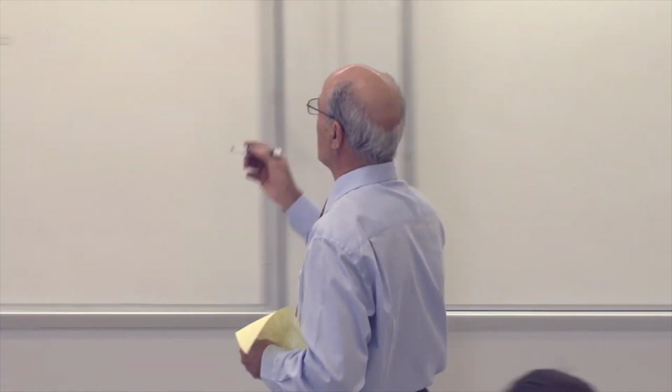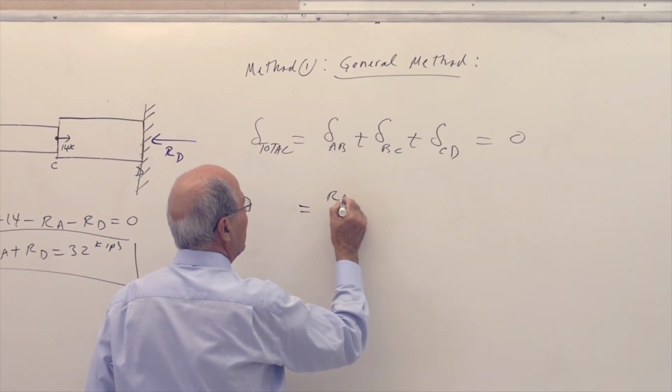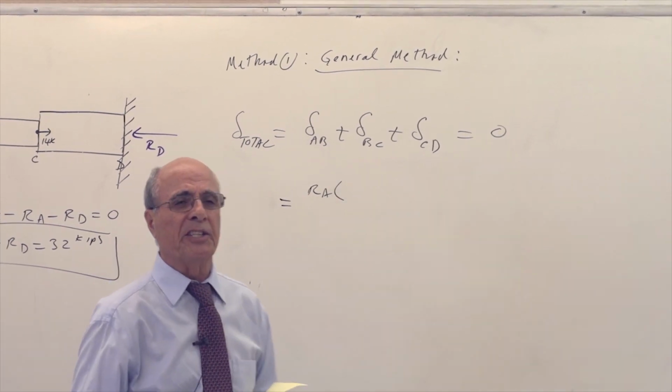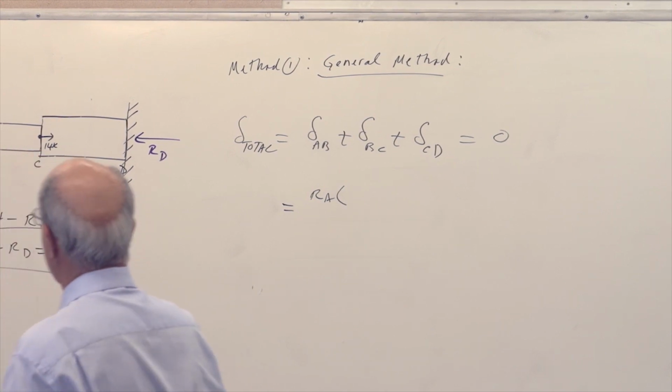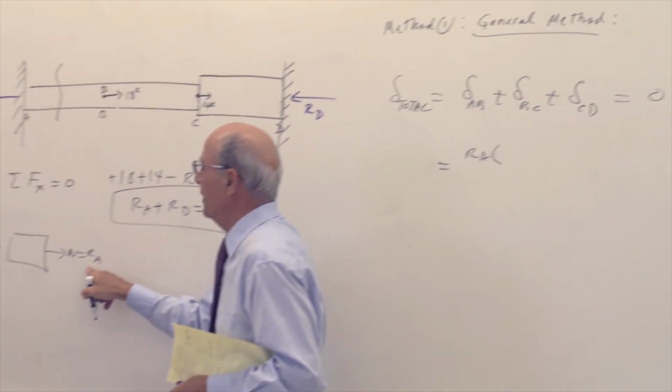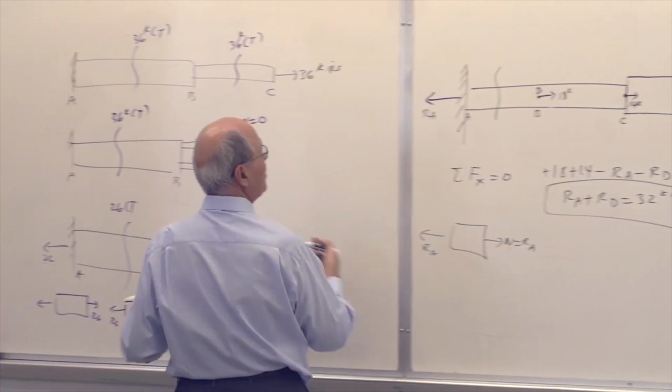Okay. So delta AB here, delta total, equal to RA times what? What is the delta? Delta equals PL over EA. Internally, that's my internal force, RA. Everybody see that? Times length. Length, I didn't give it to you?